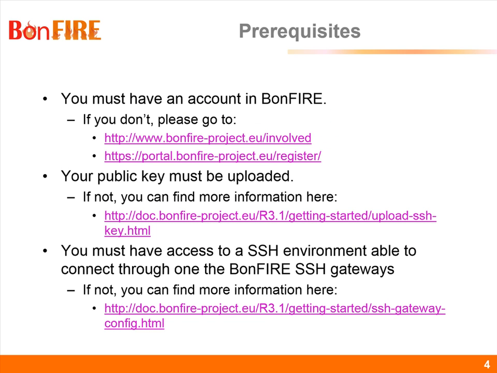So starting with the BonFIRE experiment lifecycle, there are some things that you need to do in advance. They are either to go on the involved page and join BonFIRE through the open access scheme, or if somebody in your group has already achieved this, you need to register on BonFIRE using the second link there. And then you can go on the BonFIRE portal and upload your public key, and you can follow documentation on the BonFIRE doc page about how to upload SSH keys if you need help with this.